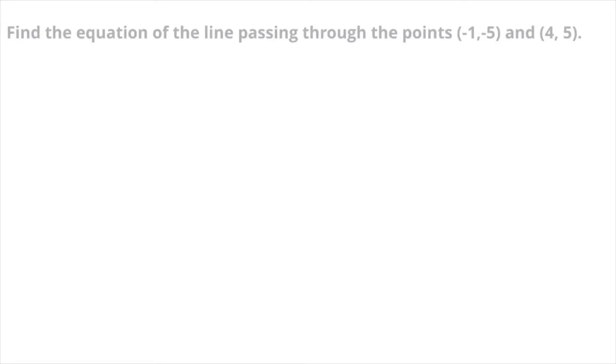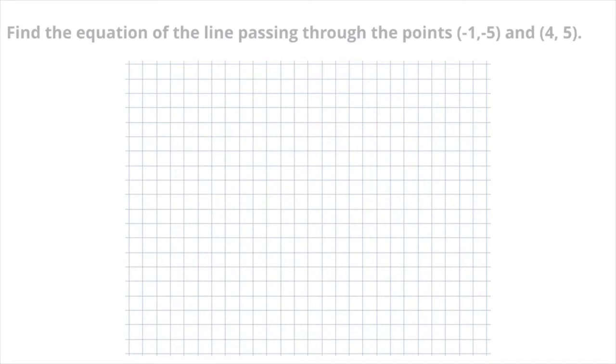We're asked to find the equation of the line passing through the points with coordinates (-1, -5) and (4, 5). Well, before doing anything, the best thing to always do, whether or not it's asked in a question, is to make a quick sketch of what the line looks like. So let's start with that. Let me throw in some graph paper here. Okay, I've got my gridded paper here.